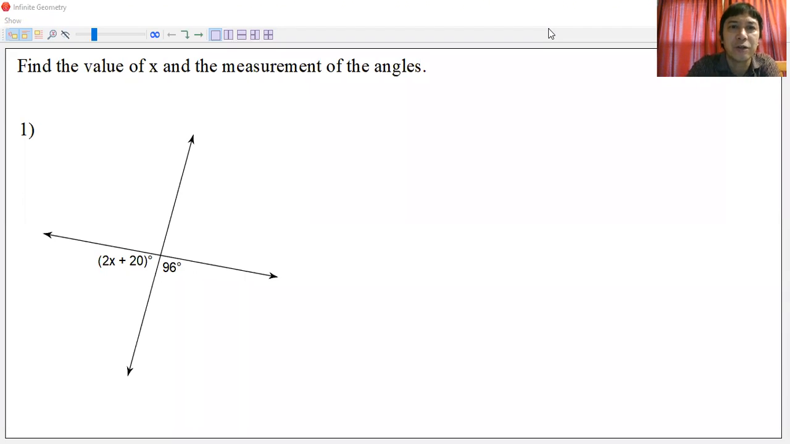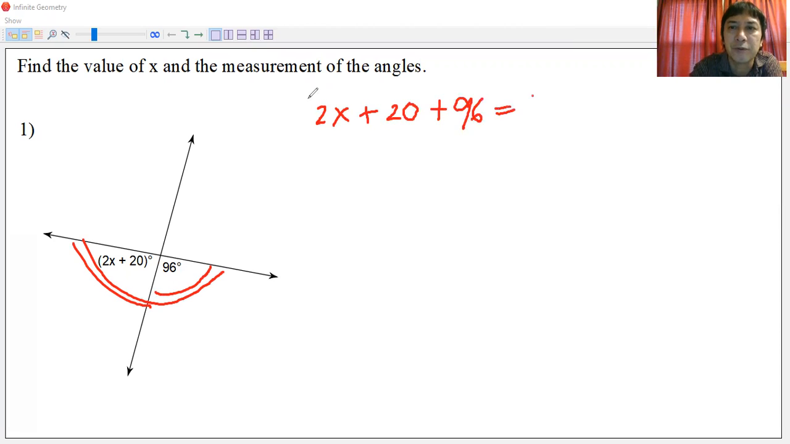Okay, let us start the solution. So for a linear pair, the total is 180. That means this forms a straight angle, and this angle plus this angle means 180. So our working equation will start with the first angle, 2x plus 20, and then we're going to add the 96, and this must be equal to 180. So this is our working equation: 2x plus 20 plus 96 is equal to 180.